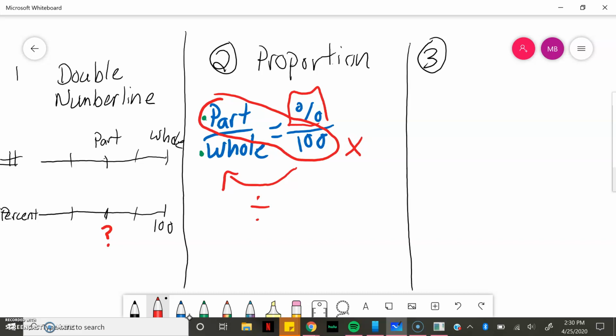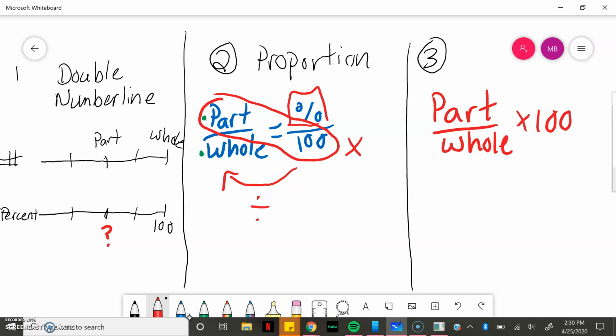Lastly, there is a shortcut. What you can do for the shortcut is just divide the part divided by the whole, and that will give you your answer, but your answer will be in decimal form. So in order to find the actual percentage, you need to multiply that by 100.